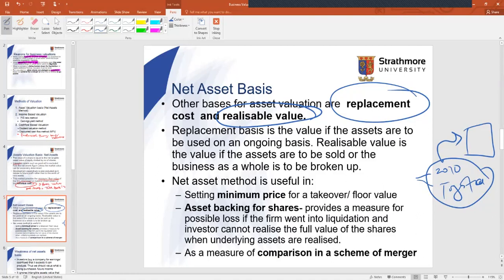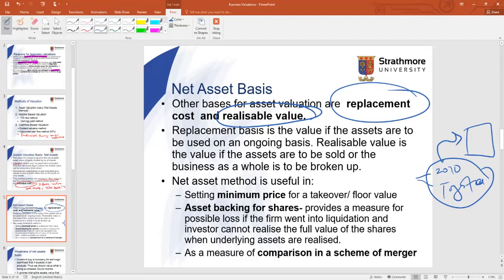How much is the market willing to pay you for those assets that you have? Okay, therefore, those are the three bases you can use: replacement, realization, and the historical cost basis. Be careful, because all these three bases give you different NAV. Be quite careful about what method you're being asked to use.